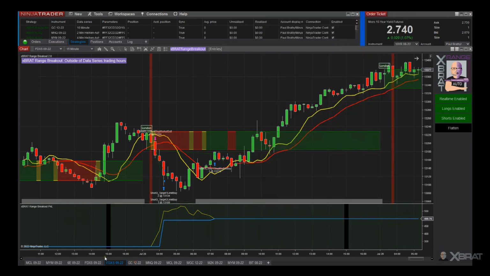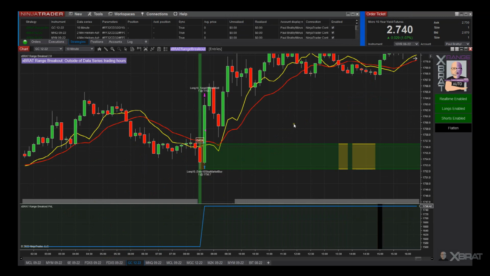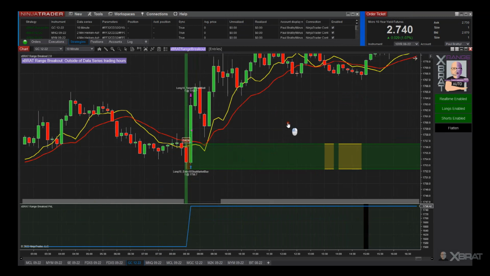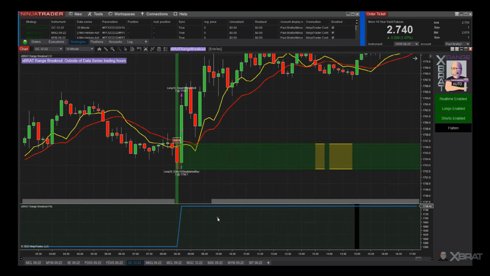I'm just going to show you an example now on gold. At the moment, we're only running gold on the xBrat algo. We're not running it on the breakout strategy, purely because they've reversed a lot just lately. And this is one of the reasons why I had it developed, because we're getting those reversals quite a lot.